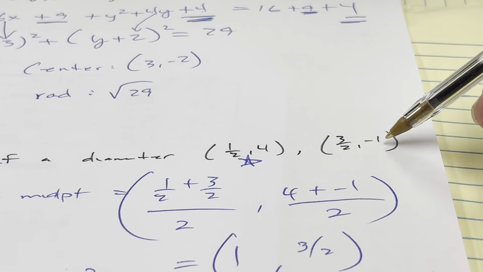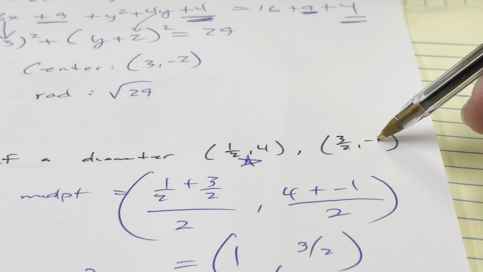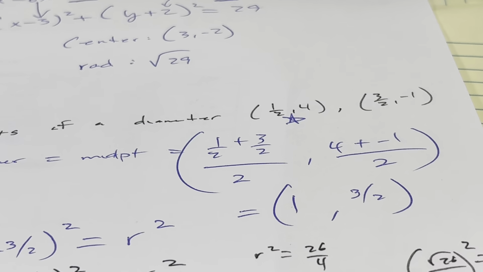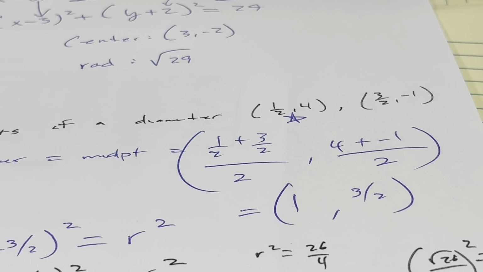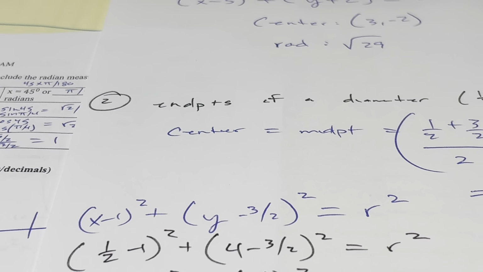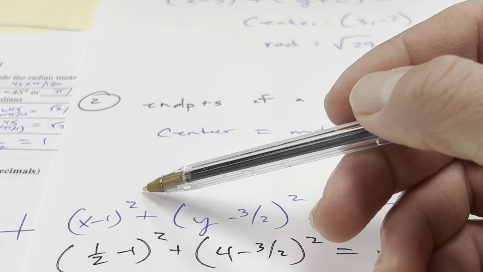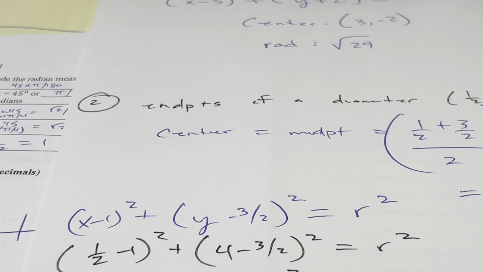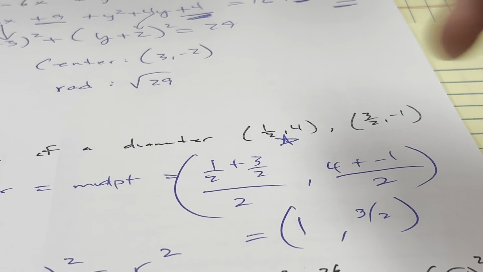I take 4 for my y value. I take 4 plus -1, which is 3. 3 over 2 is 3 over 2. So my center is (1, 3/2). (x minus 1) squared plus (y minus 3/2) squared is equal to r squared. And then you don't got great choices.